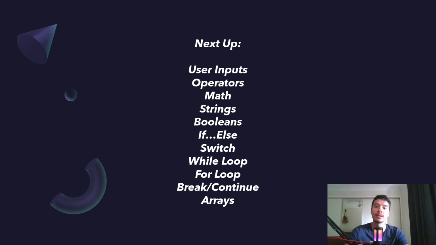So next up, guys, we're going to be covering user inputs, operators, math, strings, booleans, if else, switch, while loops, for loops, break, continue, and arrays. And then after that, we're going to be going into classes, objects, all that good stuff, polymorphism, inheritance, encapsulation, and then the four pillars of object-oriented programming.